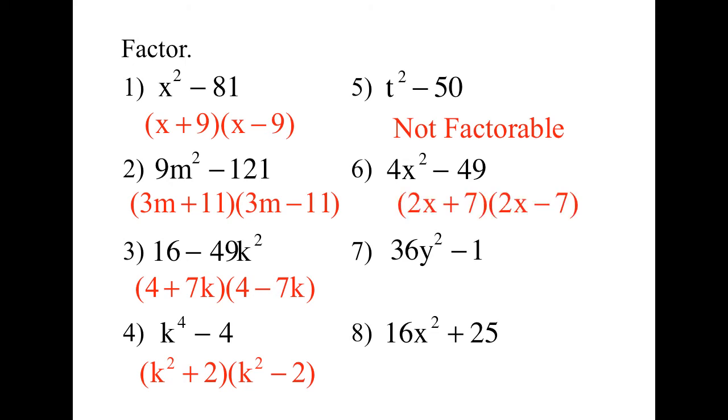Number 7, there is going to be 6y plus 1 times the quantity of 6y minus 1. Number 8, I know it looks like a perfect square, again a tricky one, but remember a difference of squares must have two perfect squares and a different sign. Perfect square, but it doesn't have the different sign. So in this case, this is non-factorable.